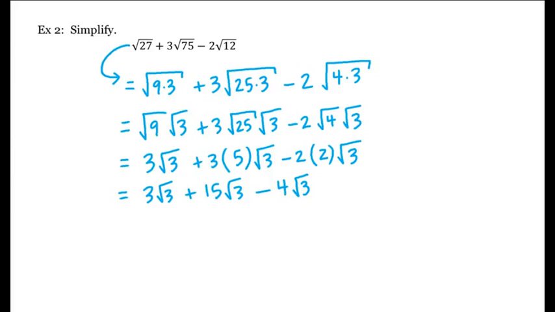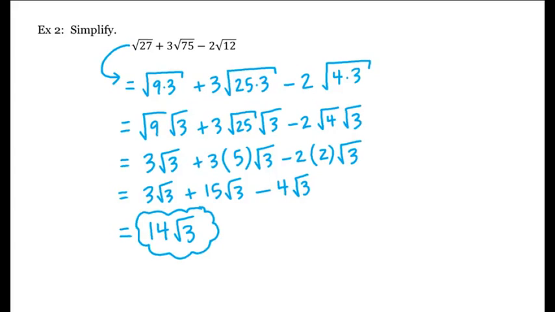Again, we can combine these. We have 3 square root of 3 plus 15 square root of 3, which is 18 square root of 3, minus 4 square root of 3. So we're left with 14 square root of 3, which would be our answer.